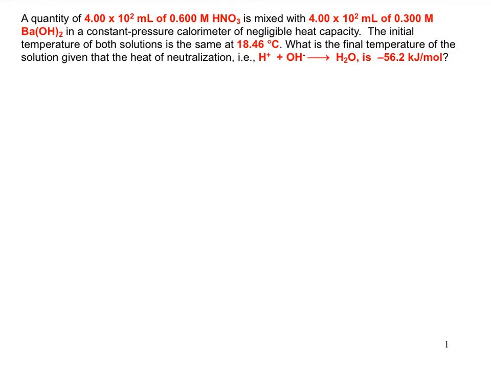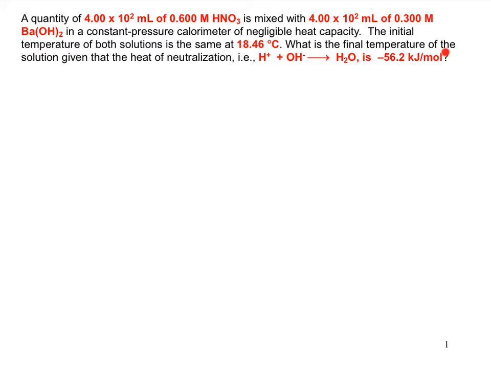The initial temperature of both solutions, that means the nitric acid solution and the barium hydroxide solution, and keep in mind, these are water solutions. The majority of the solution is the solvent water. Now the temperature of the initial solution is the same, at 18.46 Celsius.